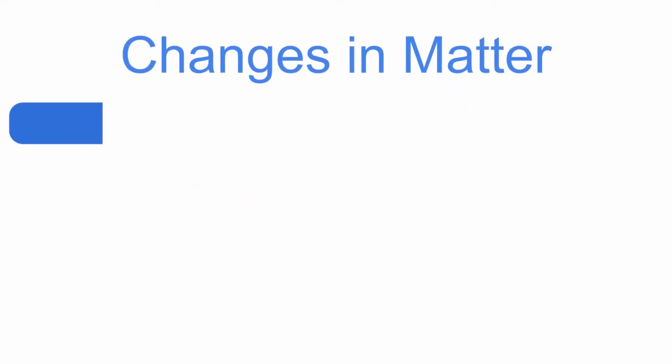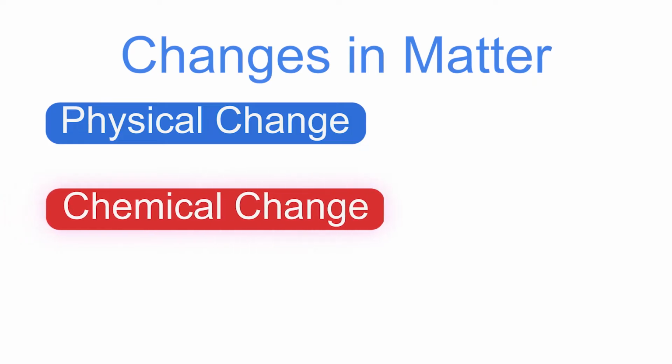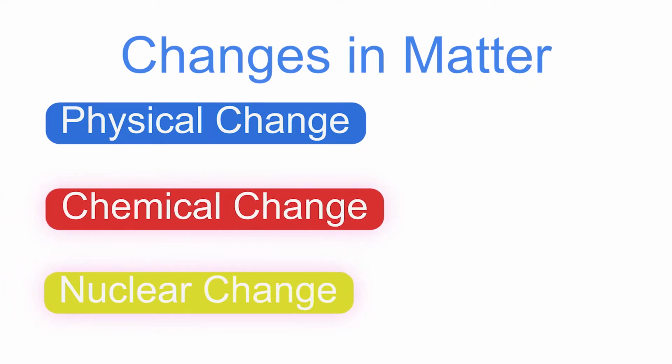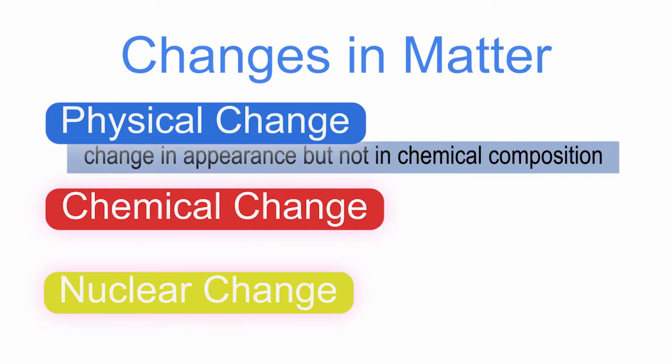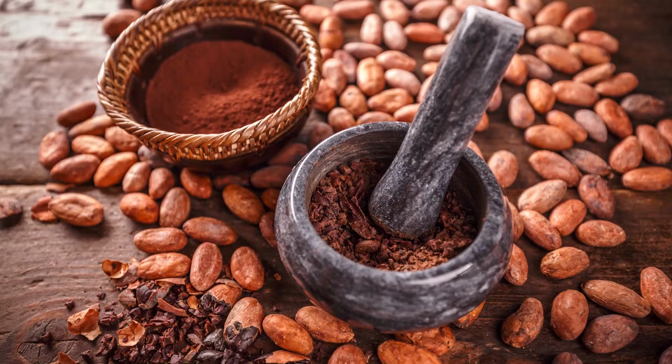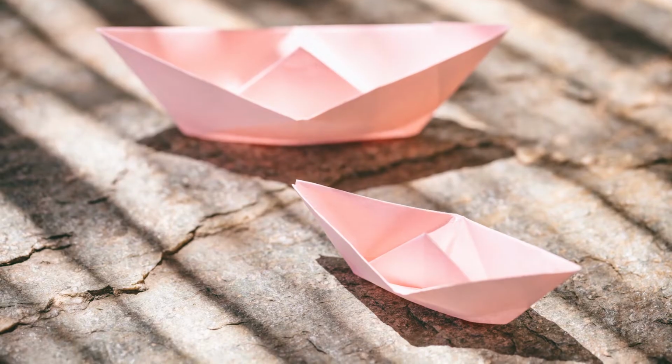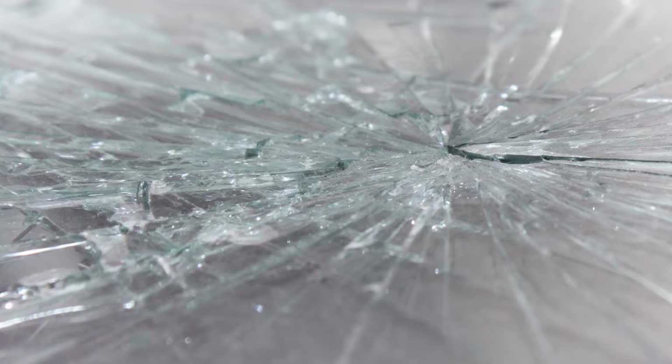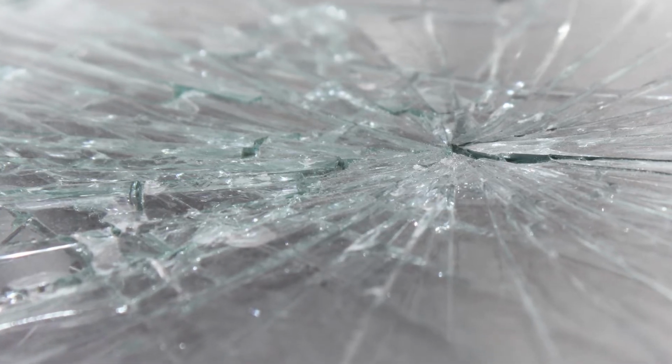When matter undergoes change, it can be physical, chemical, or a nuclear change. A physical change occurs when matter undergoes a change in appearance, like shape, size, or phase, but not in chemical composition. They include changes such as ripping, crushing, falling, and shattering, and are relatively easy to reverse.